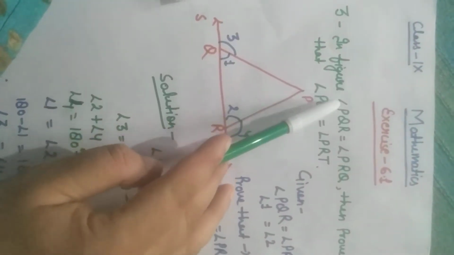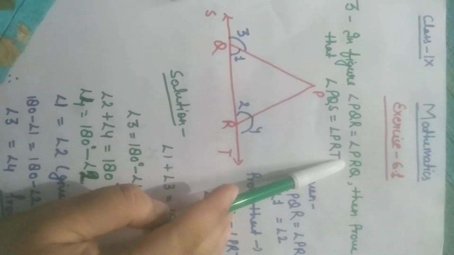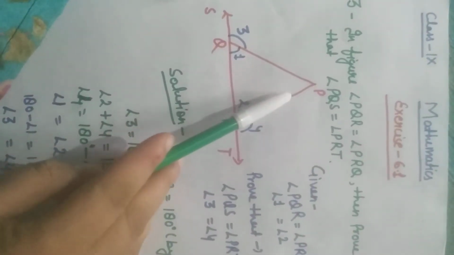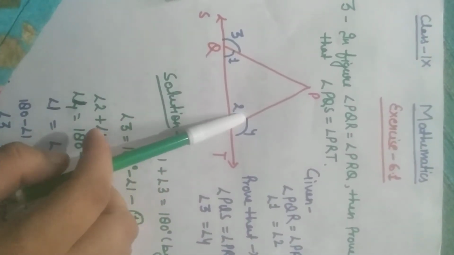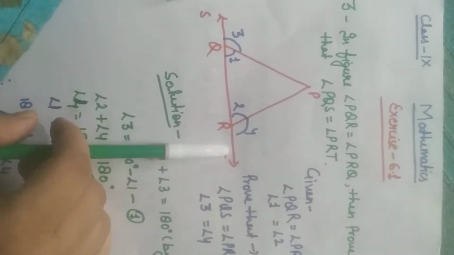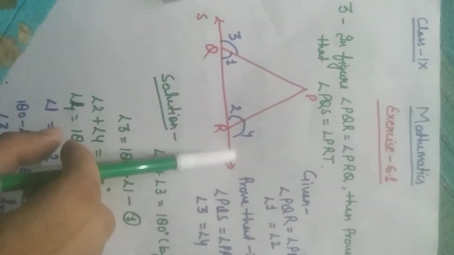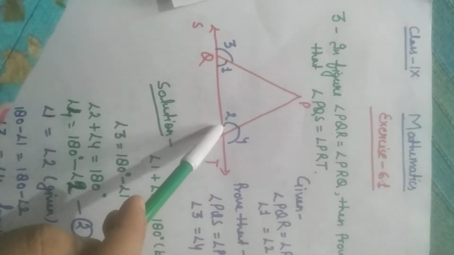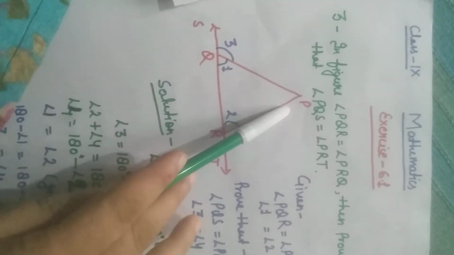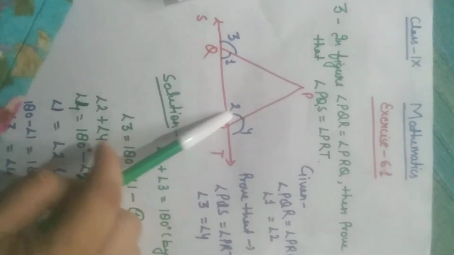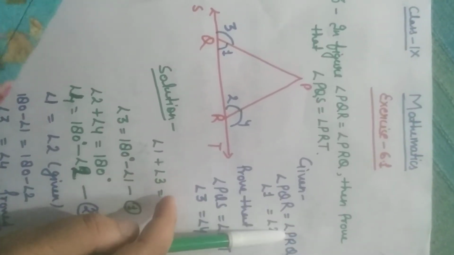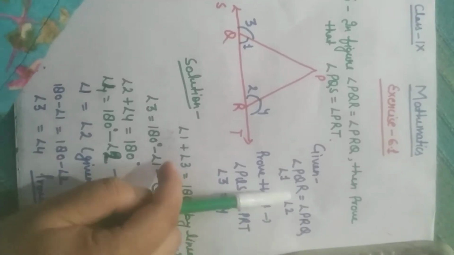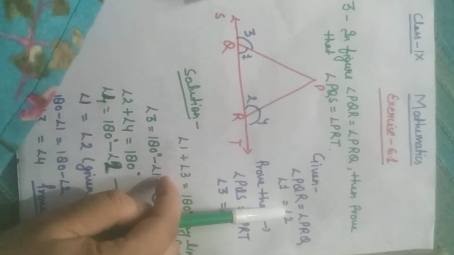In the figure, angle PQR is equal to angle PRQ. One figure is there in which there is a triangle PQR and we have extended the line QR. So one point S is here, one point T is here. They are saying that angle PQR, which is angle 1, is equal to angle PRQ, which is angle 2. Angle 1 is equal to angle 2.